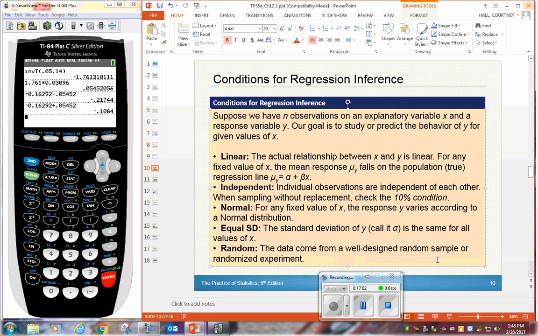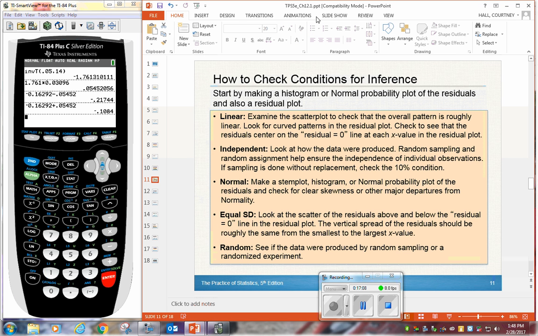The data come from a well-designed random sample, so you'll know that somewhere in the scenario they're going to say that they pulled it randomly. But I thought this did a good job of how you can explain how each of these are met. So you have linear, you want to examine the scatter plot. So, we didn't really look at the scatter plot of our data.